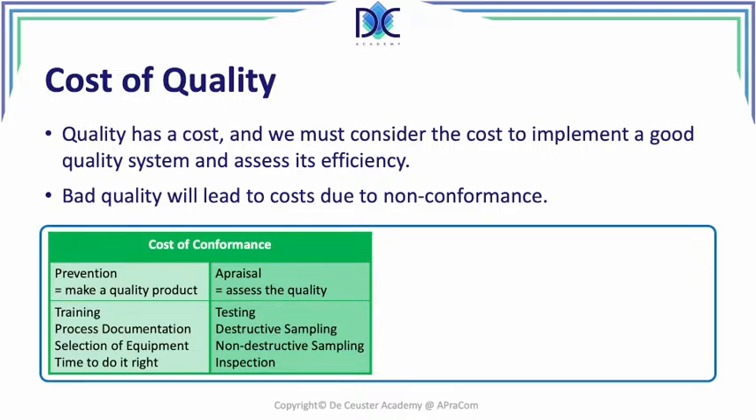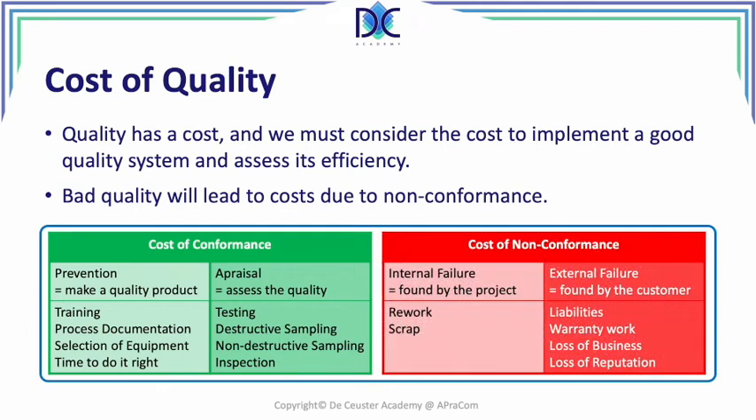So it's better to prevent the quality issues so that we later will not have so many issues when we assess the quality. When we look at the cost of non-conformance, here we have elements like internal failure. We found it by the product in the project. We find the different elements, but it leads to rework and scrapping. External failure is worse because it's found by the customer, and it will lead to liabilities, warranty work, loss of business, and loss of reputation. Those are all very important elements that we have to exclude from whatever is happening on the project.